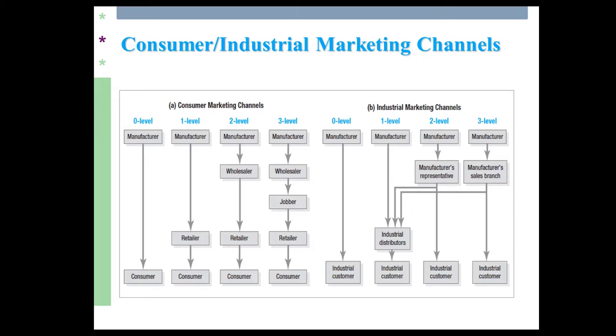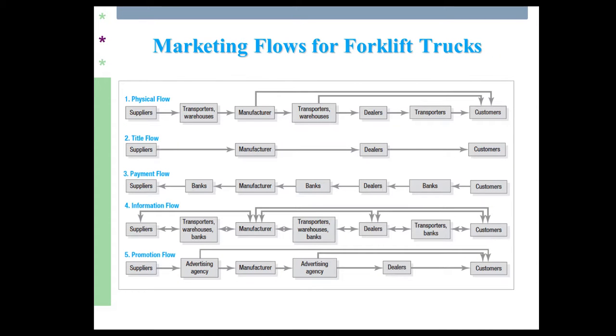The same logic applies when distributing industrial products and services. And on this slide, we talk about just that. There is more than one way that physical product flows. If you look at this example of a forklift: physical, title, payment, information, promotion, and probably others.